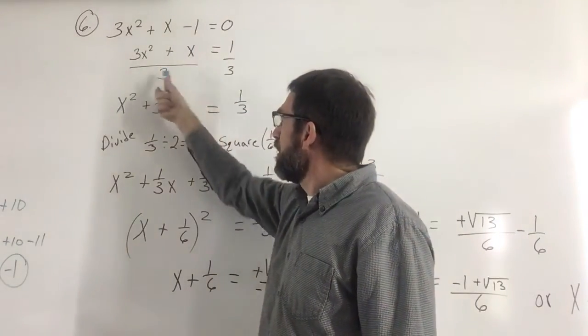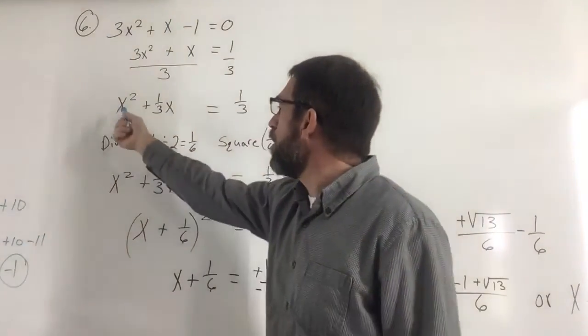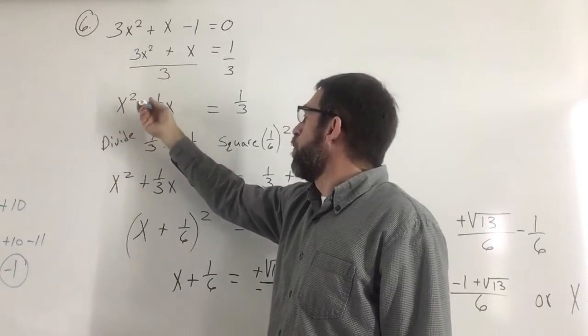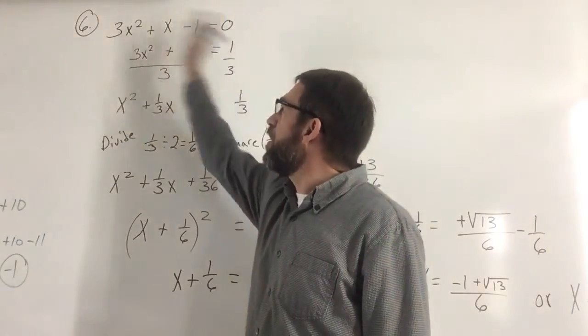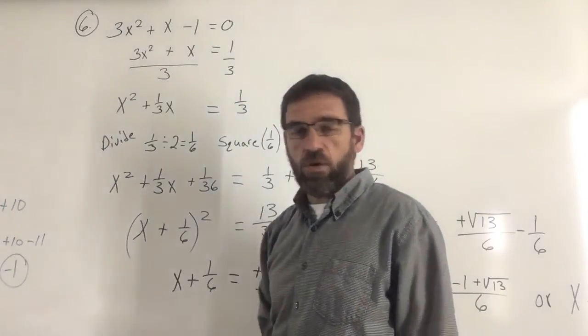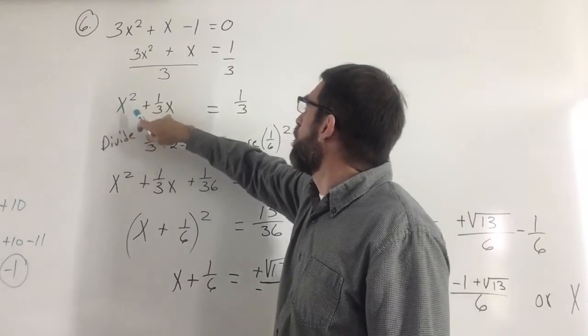Okay? Does that 3 confuse you? Not really, shouldn't. And that's brought us down to this problem right here: x squared plus 1/3 x equals 1/3. So now we've got rid of that 3, totally eradicated, or totally divided. We're down to our x squared plus 1/3.